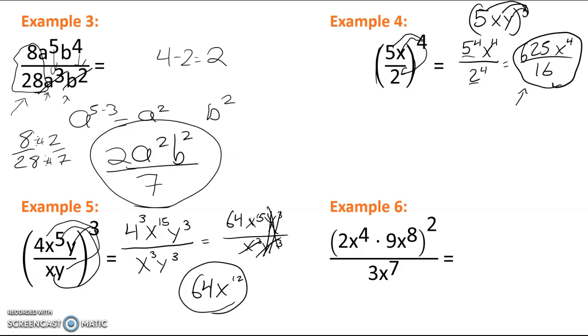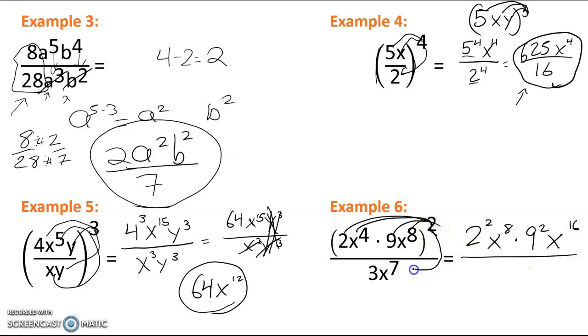Now example number 6 here. I have 2x to the 4th power times 9x to the 8th power, all that squared, and then over 3x to the 7th power. Now this is one where you have to be really careful, because a lot of people are making this mistake. I'll go ahead and distribute the 2 out on the top. 2 squared, x to the 4 to the 2nd, that's 4 times 2, which is x to the 8th, times 9 squared, and then x to the 8th to the 2nd, which turns into 8 times 2, which is x to the 16th. But what I saw was a lot of people taking this 2 to the bottom here.